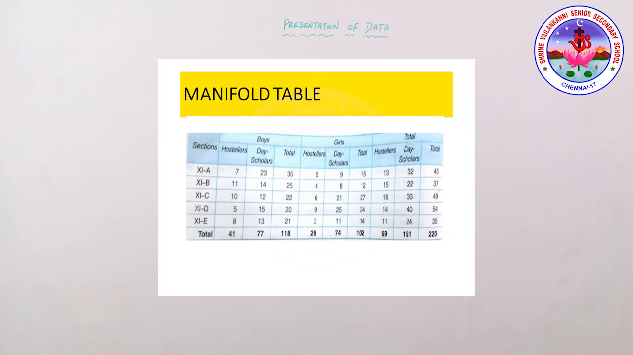The next one, the manifold table. The manifold table is a table which explains more than three characteristics of data. So we call it a manifold table. These tables provide information on a large number of interrelated problems or characteristics of a given phenomenon. And this is the most complex form of a table.